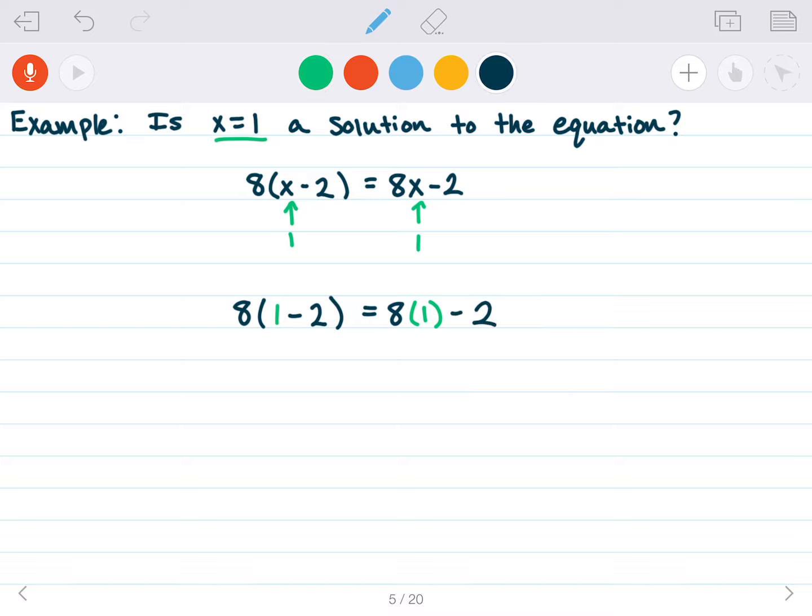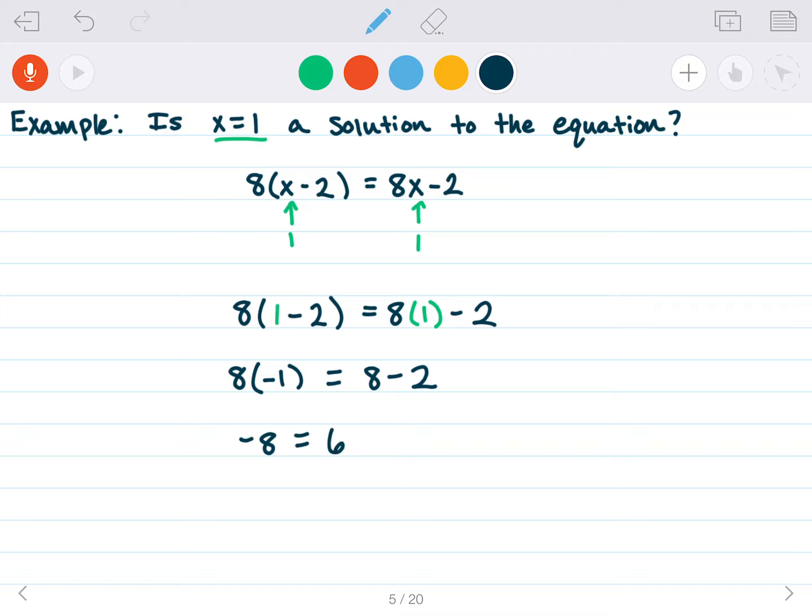So working on the left side first, using order of operations, 1 minus 2 is negative 1, so I get 8 times negative 1 on the left side. And on the right side, 8 times 1 is 8 minus 2. Simplifying the left side again, 8 times negative 1 is negative 8. And on the right side, 8 minus 2 is 6.